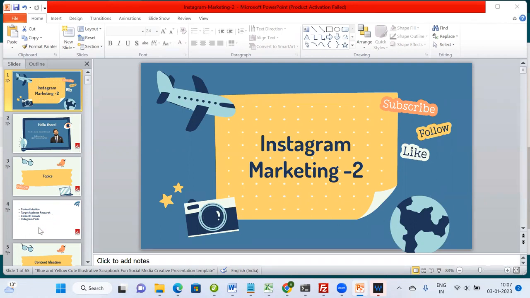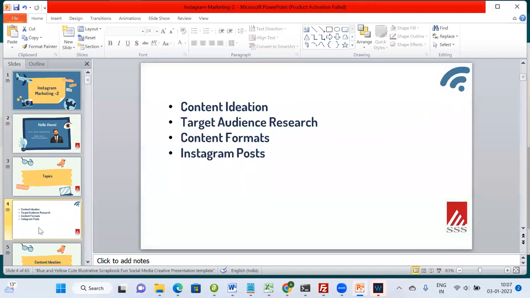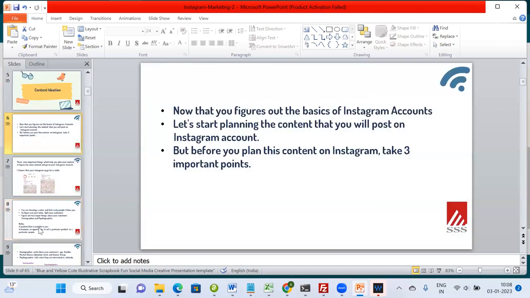Today we'll be discussing some very important topics, which are content ideation, target audience research, content formats, and Instagram post. Maybe we will cover two topics today, content ideation and target audience research, and then we can move on to content formats and Instagram post as well. Content ideation is to understand what content we should post. But to decide on the content, there are some more important things that we have to understand. Let us start with content ideation.